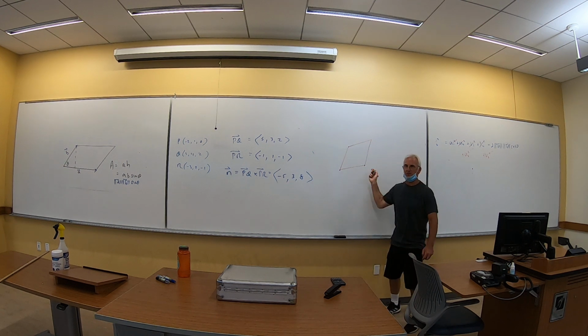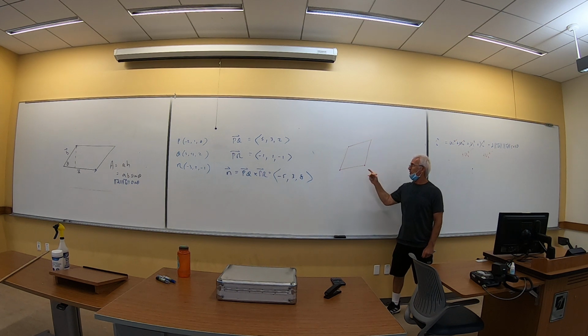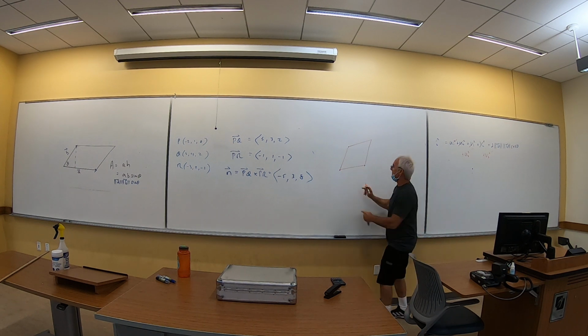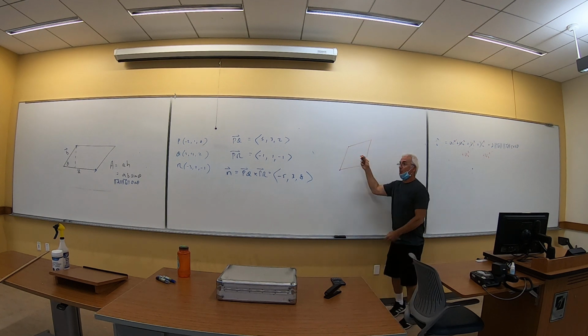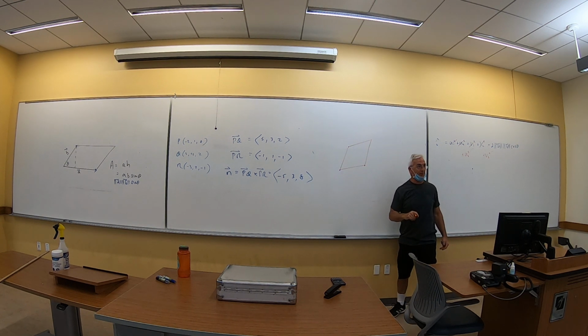Okay, it's supposed to be a parallelogram. I should stick with circles and spheres, I know. Do you all agree that this only has one possible value for its area? It wouldn't matter which two vectors I took as the cross product.